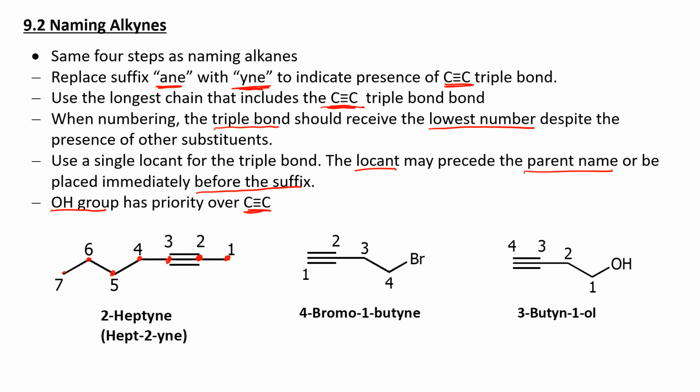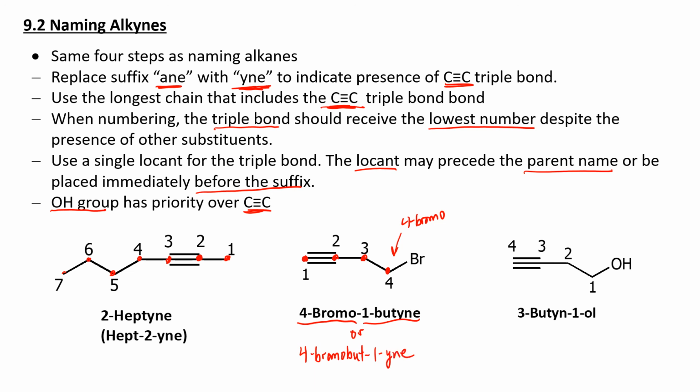For the next one, we've got a bromo group. Let's look at our carbons in the chain: 1, 2, 3, 4. Now the rule states that the alkyne has to get the lowest possible number. So if we number from the left, our alkyne gets the number 1 position, and the bromo gets the 4. So it's 4-bromo-1-butyne, or you could have said 4-bromobut-1-yne.